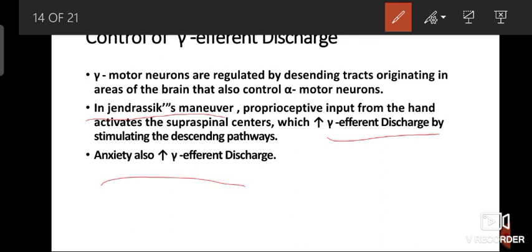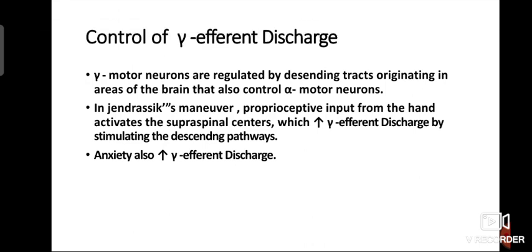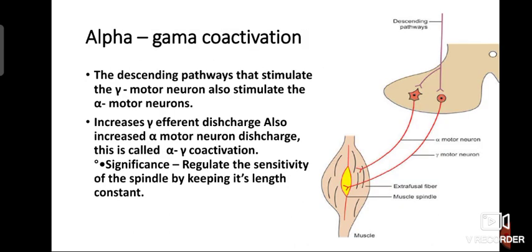Anxiety also increases gamma efferent discharge. At the time of anxiety, gamma efferent discharge increases. So through the detection of efferent discharge we can detect neurological conditions. We have some idea about that. Now the alpha gamma coactivation: the descending pathway that stimulates alpha motor neuron also stimulates gamma motor neurons. Increased gamma efferent discharge also increases alpha motor neuron discharge. This is called alpha gamma coactivation.